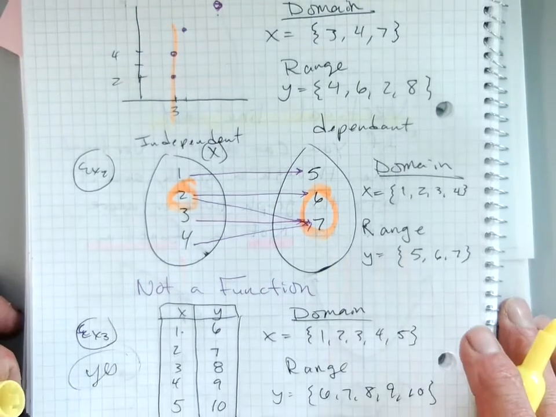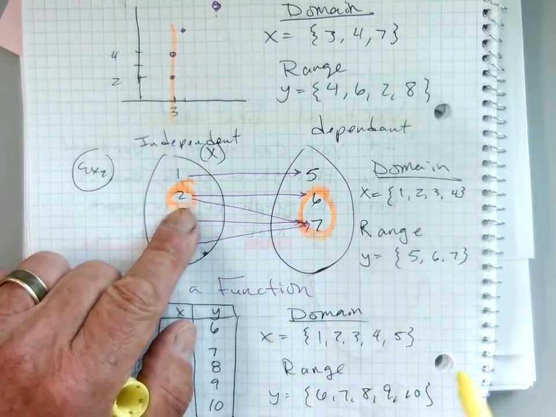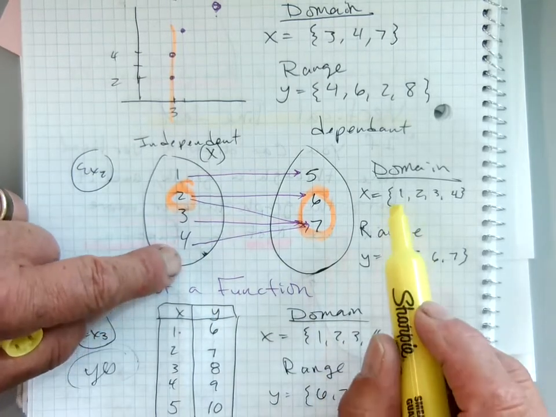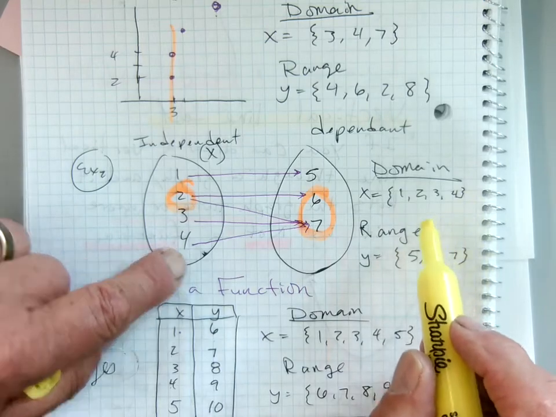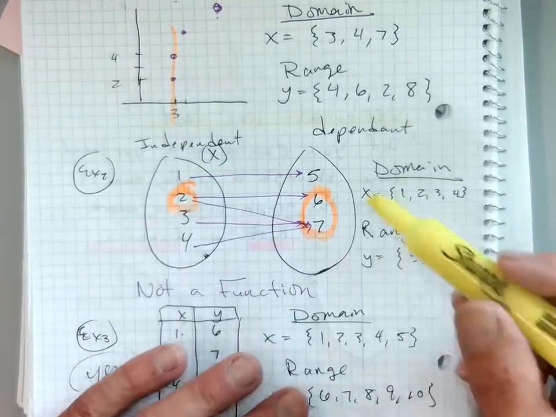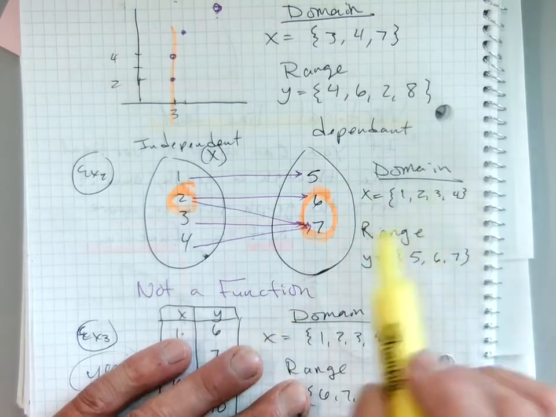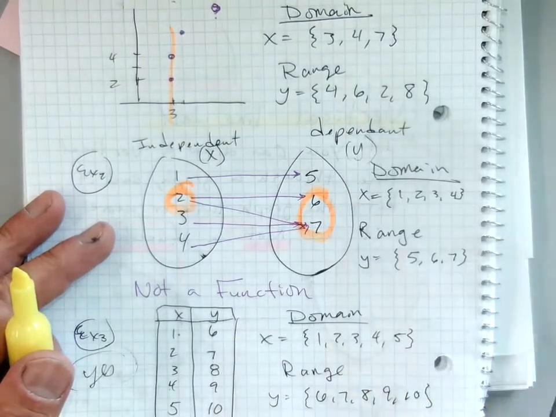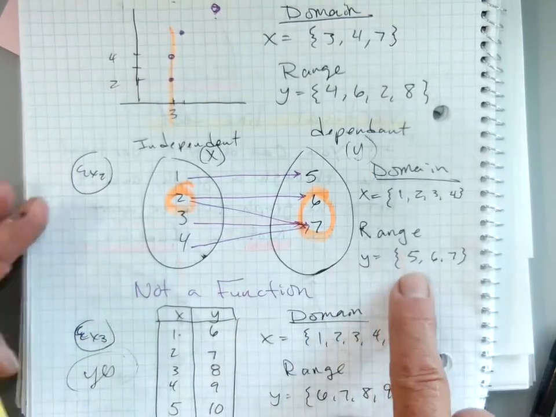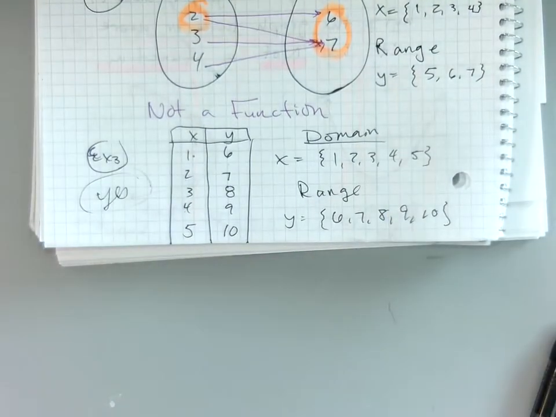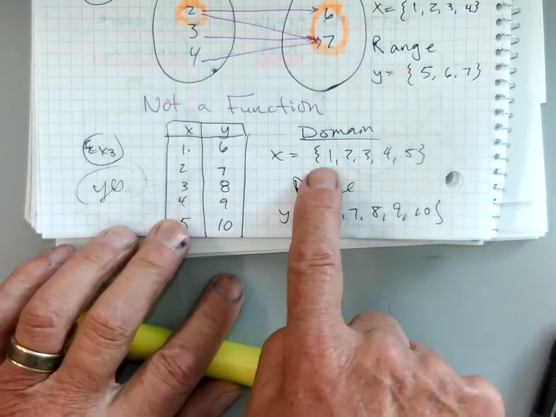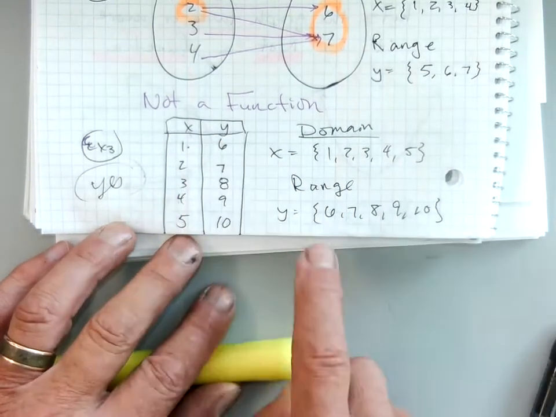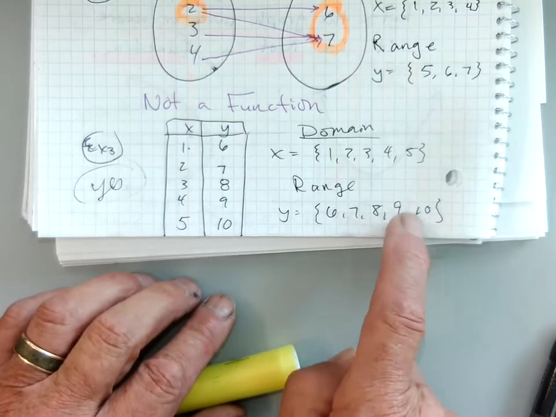We continued that idea that the domain is all the x values: 1, 2, 3, 4. There's my domain. And the range is all the dependent or y values, which is 5, 6, 7. Domain is the x values, which are the independent values, and the y's are the dependent values. Then finally, we looked at this last example, which is fairly easy because it gives us the x values. The x values are just 1, 2, 3, 4, 5. And the range, which has to be the y values, is 6, 7, 8, 9, 10.